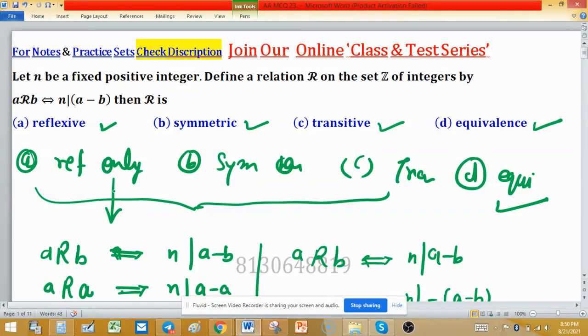This problem is about MSQ, multiple select answer type, and if all given options satisfy the properties of the hypothesis, then we can consider all of these as correct.